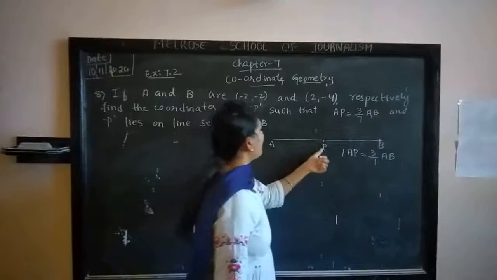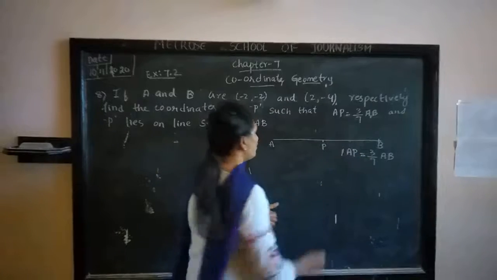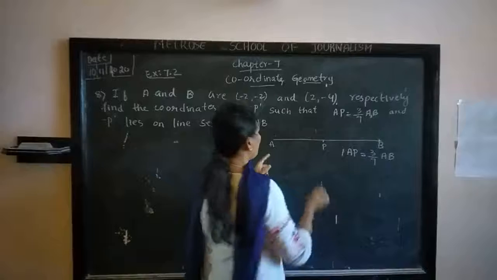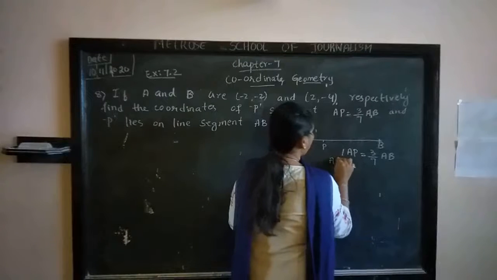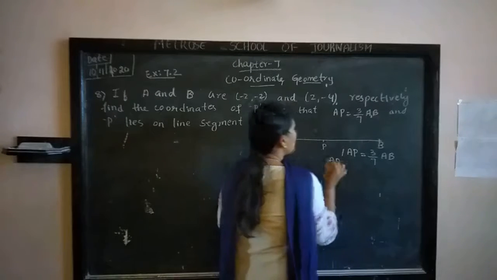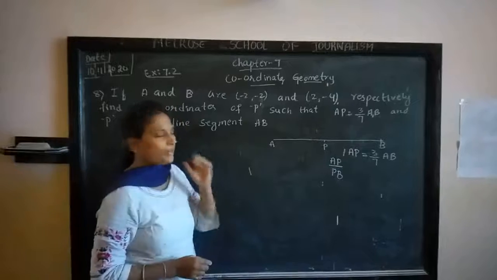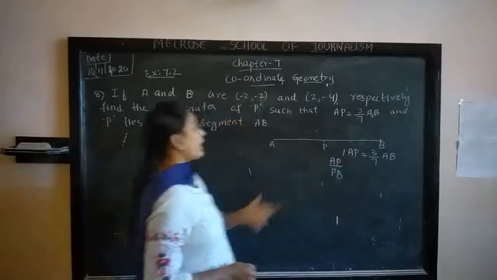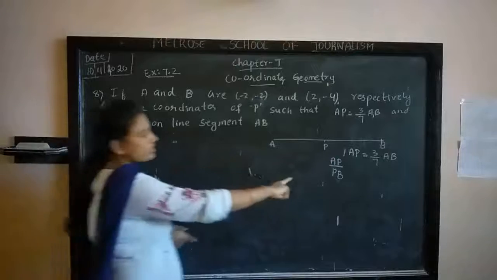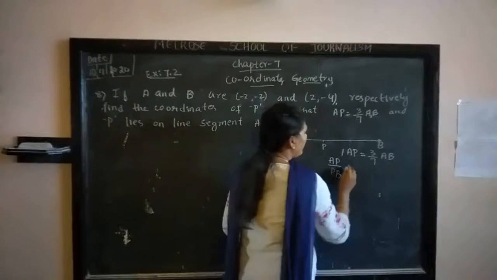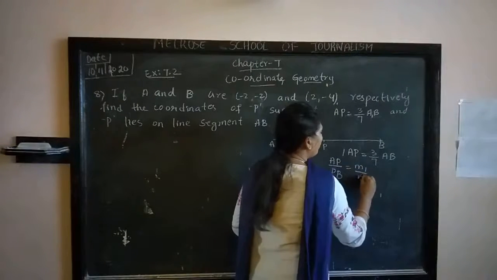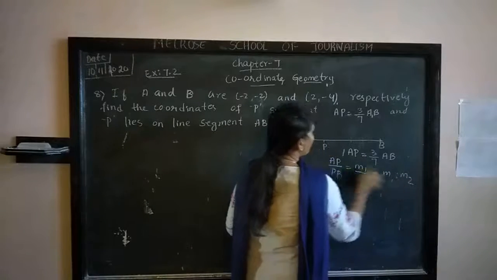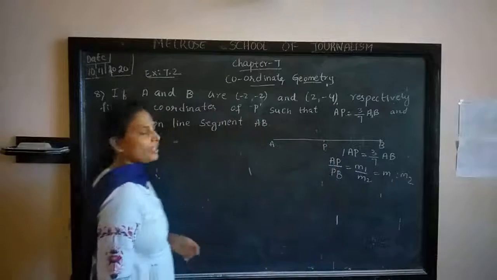Ratio means AP by PB, that is M1 is to M2. So how do you get this AP by PB? You will get it from this condition. So take out that condition and find out the ratio first. Ratio is nothing but AP by PB, which is M1 is to M2. If you know this, then you can easily find out the coordinates of point P.